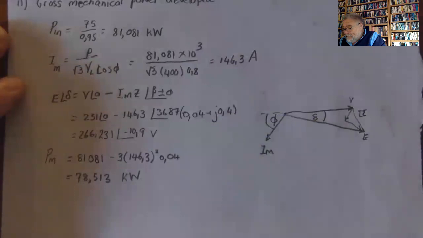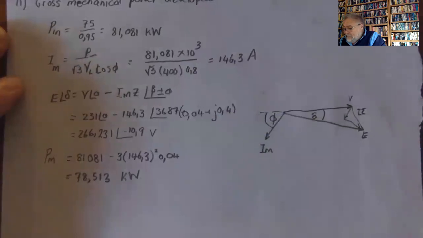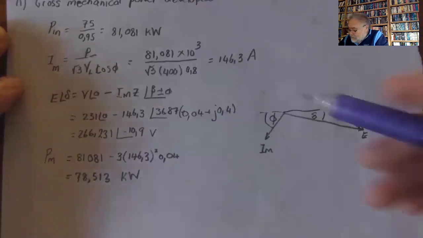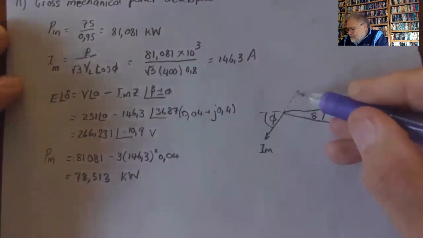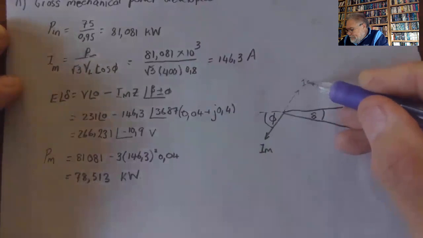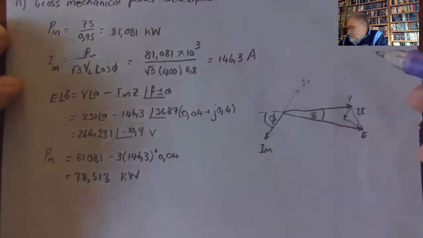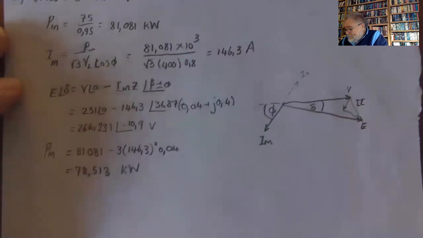Now again, if you look at the phasor diagram, remember for an alternator, the leading power factor is in that direction. And for a motor, because the current is reversed, it is downwards like that. So then we get V plus IR plus IX. And that gives us the induced EMF.